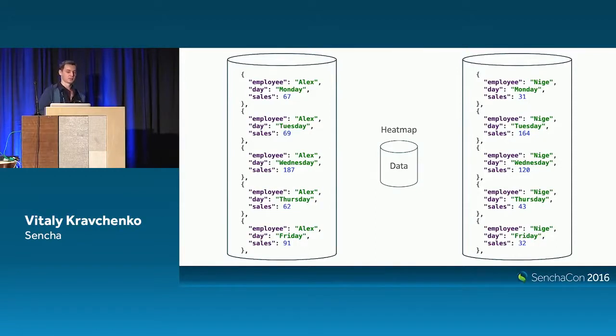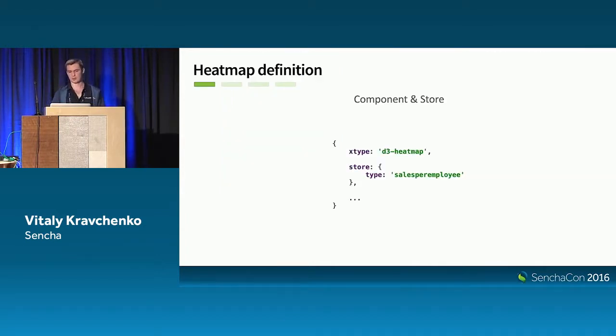And this is the data that we used. So even though heat maps are meant to render matrices, the data itself is actually linear. So in your store, you would first list all the sales for Alex for every day of the week. Then you'll do the same for Nige, and then for the rest of the employees. And each record in the store will actually correspond to a tile in your heat map. So we configure this by doing the familiar thing, defining the X type of our component and setting its store to some store from a view model or not.